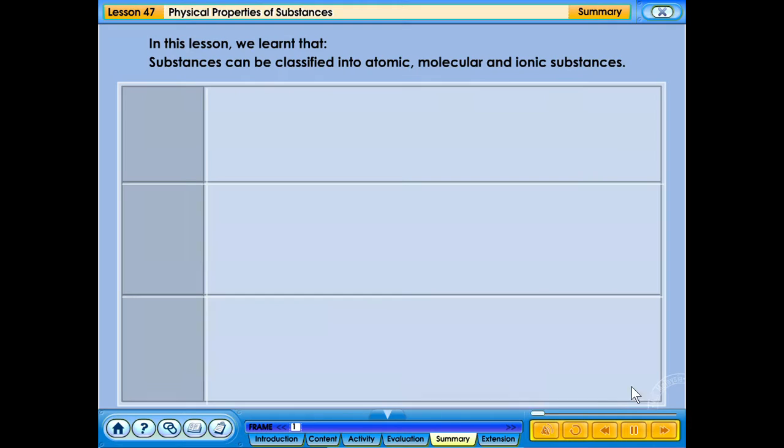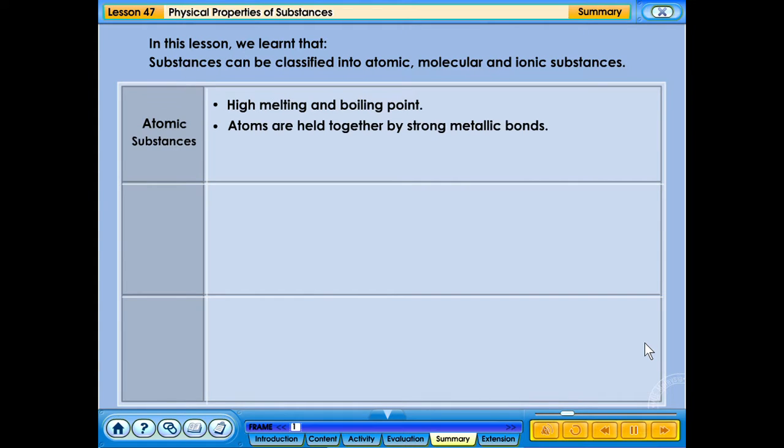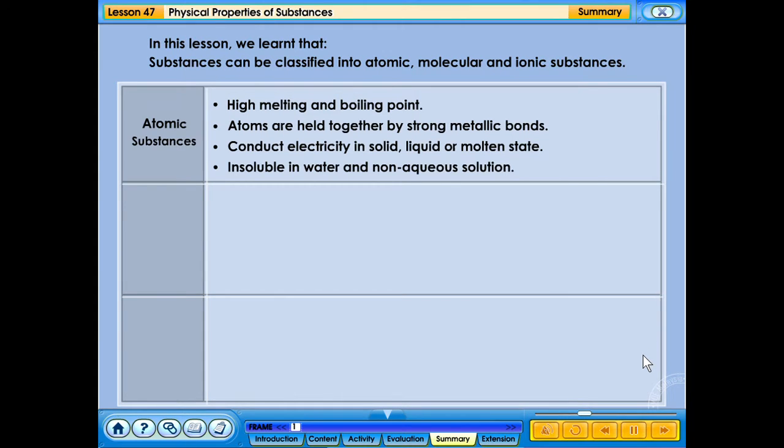In this lesson, we learned that substances can be classified into atomic, molecular, and ionic substances. Atomic substances: high melting and boiling point. Atoms are held together by strong metallic bonds. Conduct electricity in solid, liquid, or molten state. Insoluble in water and non-aqueous solution.